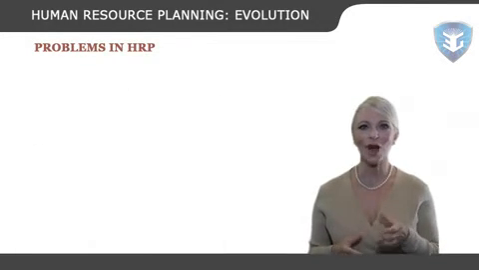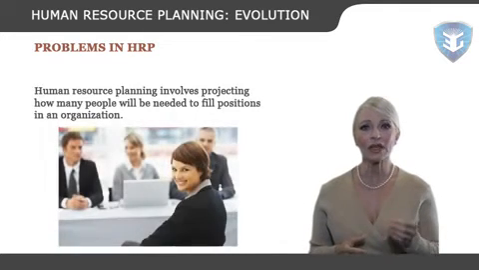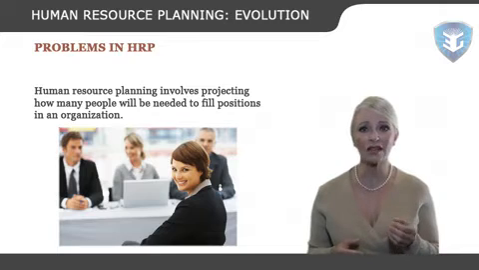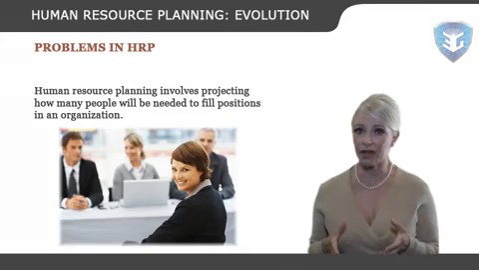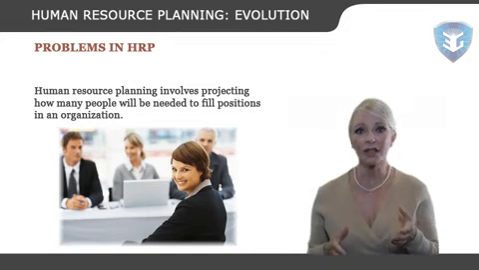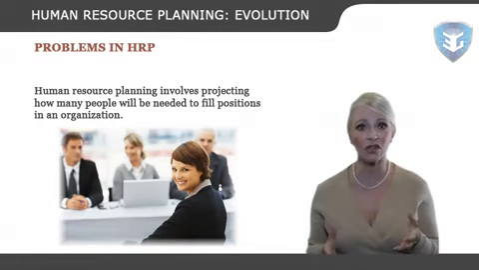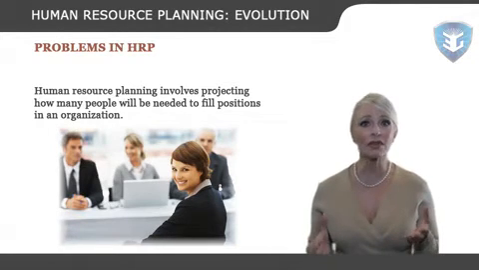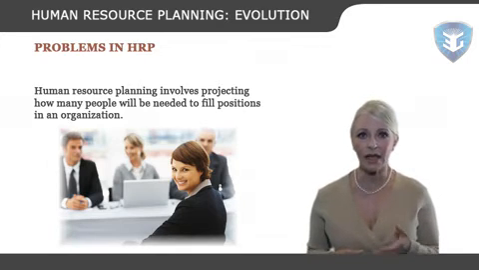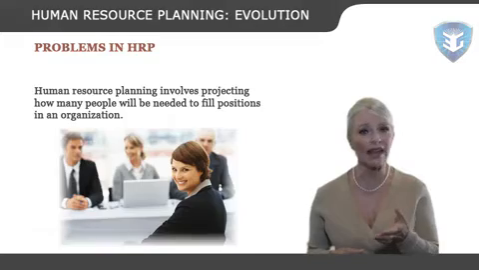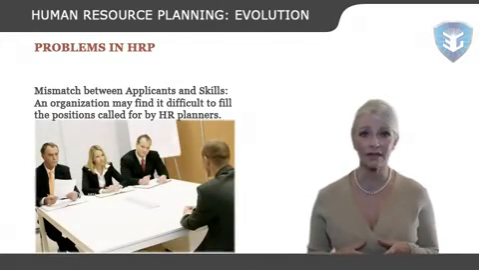Now, we will talk about problems in HRP. Human resource planning involves projecting how many people will be needed to fill positions in an organization. Uncertain economic conditions, such as overseas competition and changes in technology, are examples of why an organization might adjust its hiring needs. Some basic problems in HRP are mismatch between applicants and skills.